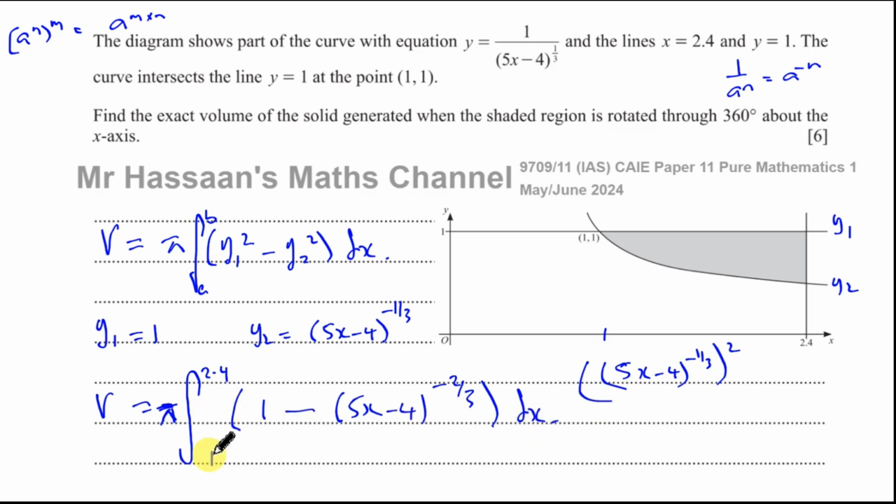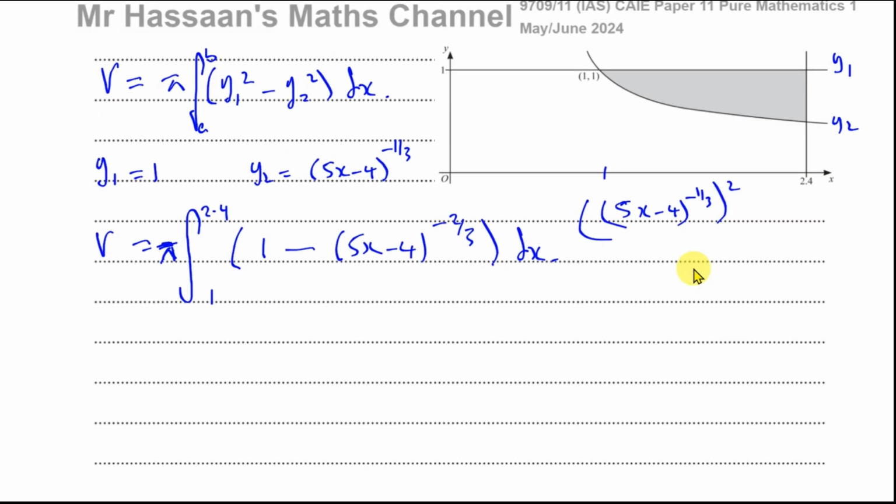So when we find the value of this definite integral, we will have the volume formed of the shaded area rotated 360 degrees about the x-axis. Okay, so now we have to integrate what's in here. So we have V equals pi. Now when you start integrating, the integral sign becomes a square bracket when you have definite integrals. So you integrate 1, you get x minus.